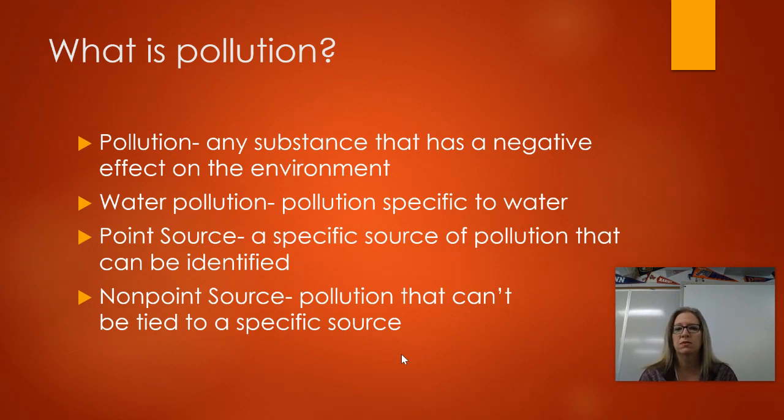A point source is a specific source that can be identified, so it's much easier to fix the problem. If you know of a drain or a factory or something that's specifically putting something into the water, it can be addressed. But a non-point source is pollution that is not able to be identified. The source isn't able to be identified.